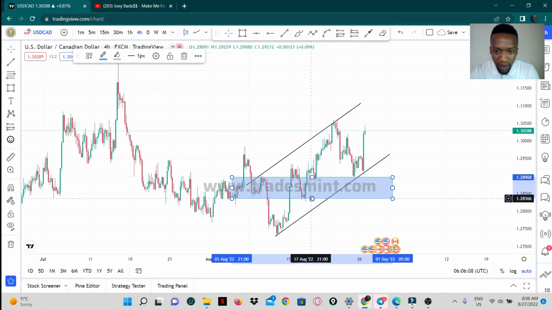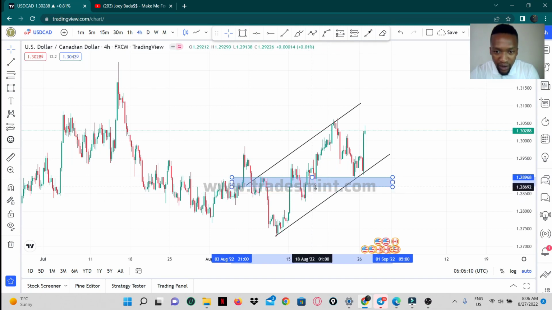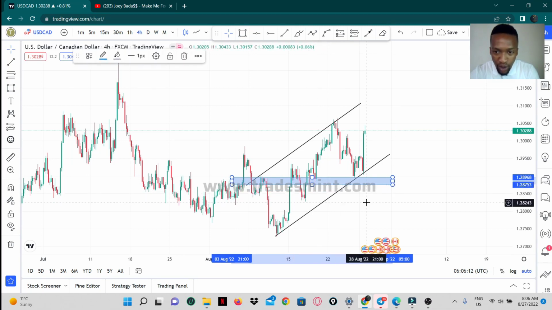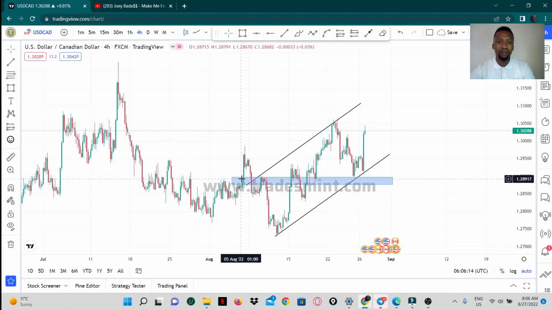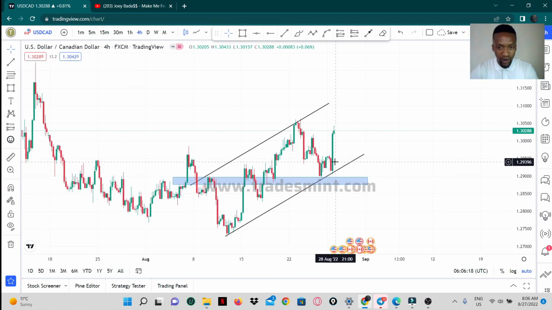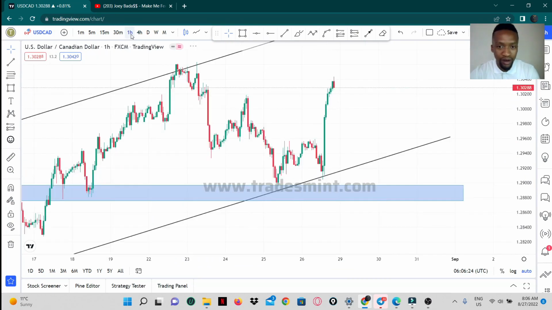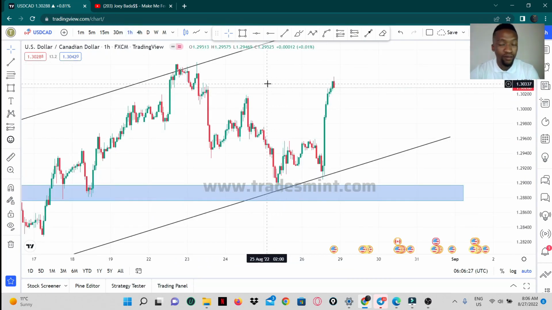Remember, we just learned about support and resistance, and currently I'm seeing that we have a very strong support structure over here. Remember, we buy at a support and then we sell at a resistance. So currently this is what I'm looking at on USD CAD. So let us dive in deeper to see what more we can do from this trading pair, from this trading instrument.